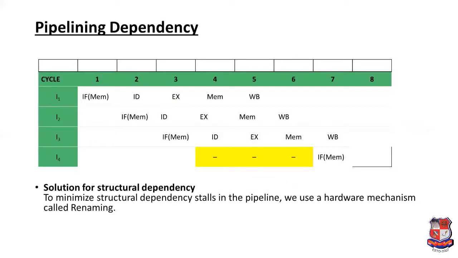Here in the diagram, the yellow remark is known as a wait state. You must wait until the memory is released by the other instruction, and that is known as a structural dependency. To solve this kind of problem, to minimize the structural dependency stall in the pipeline, we use a hardware mechanism called renaming.